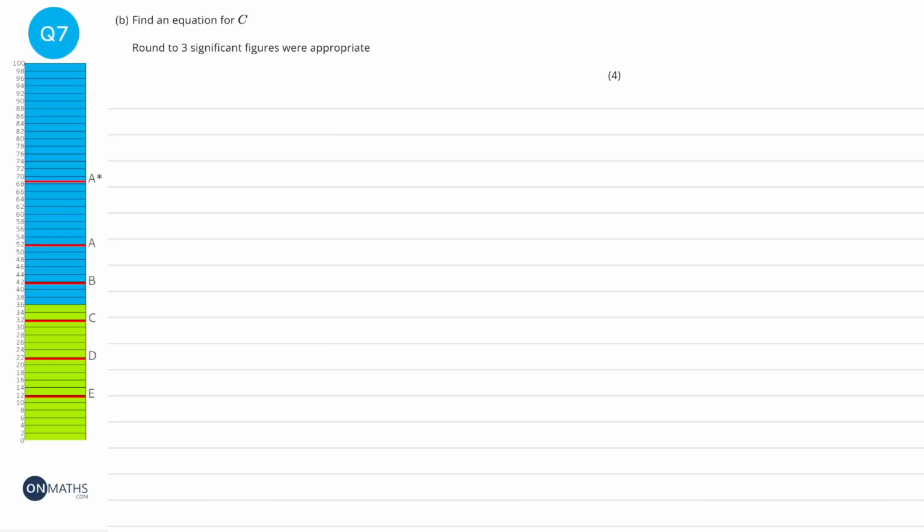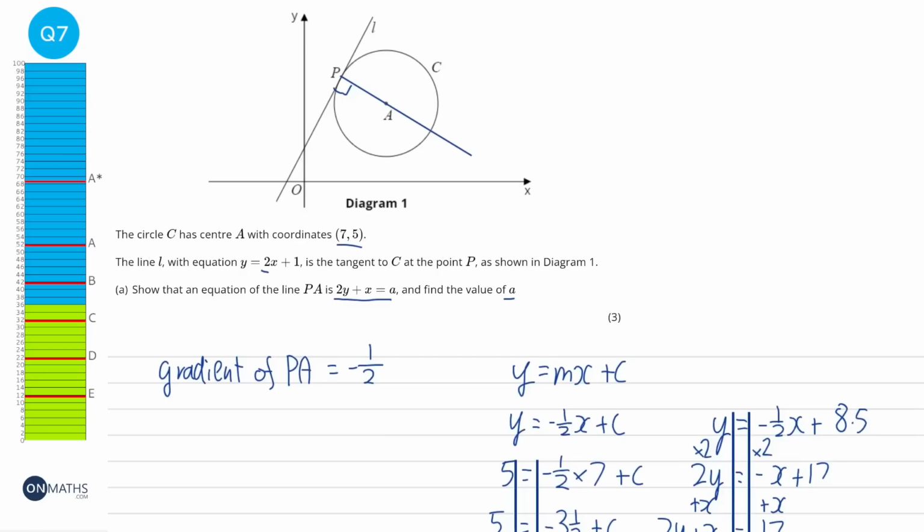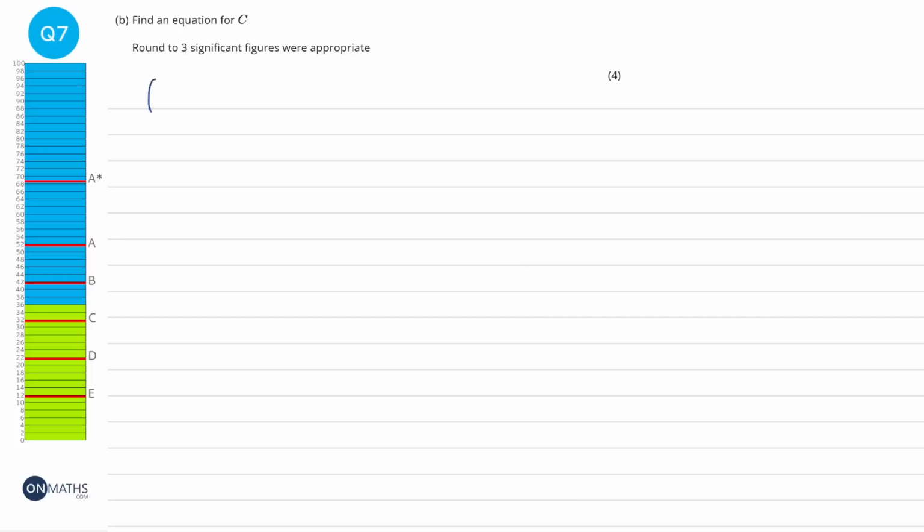Part B asks us to find the equation of circle C. And to do that, we need to find two things. The centre of the circle, which we are given, and the radius, which we need to find out. And when we have those two things, we can just use the equation here.